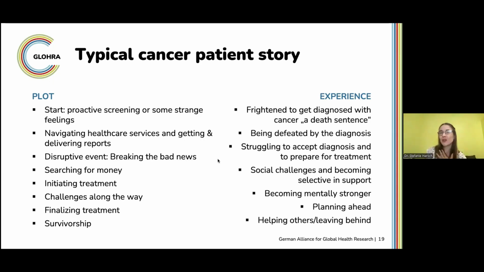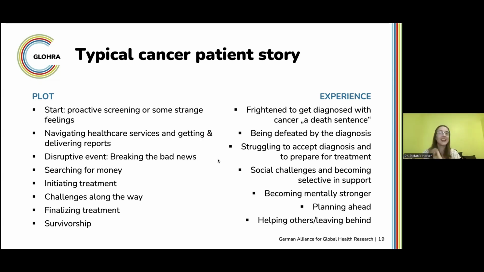We were far more interested in what the experiences are, how they describe them, and how they make meaning of it. We have 40 different experiences, but I'm only highlighting some of the main commonly described aspects because each narrative is unique in itself. So many are frightened to get a diagnosis with cancer because it's considered a death sentence, and some are even left by their partners alone because the partner doesn't want to live with a cancer patient. Some receive a lot of support, so it varies a lot. All of them are really defeated by the diagnosis and struggle to accept it until they prepare for treatment.